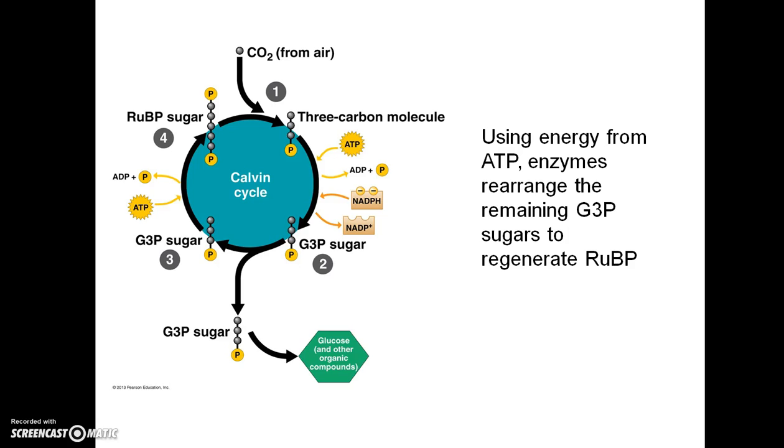Finally, using energy from ATP, enzymes rearrange the remaining G3P sugars in order to regenerate RuBP, so the cycle can start again.